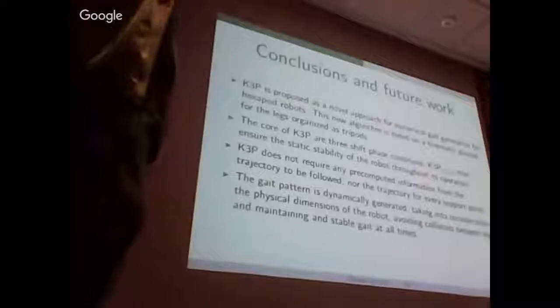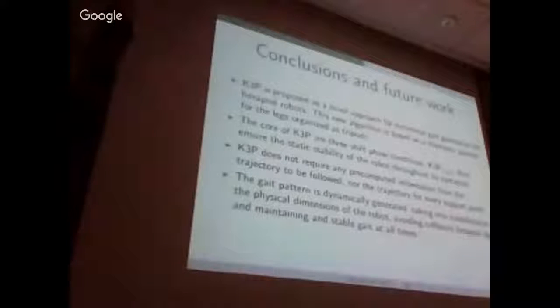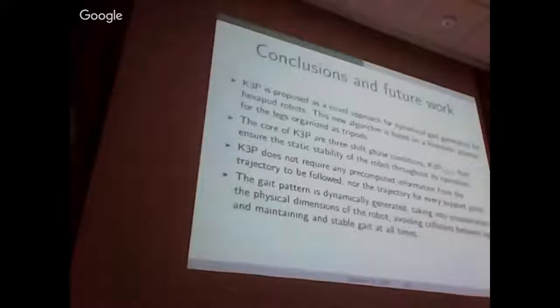So as conclusions and future work, K3P is proposed as a novel approach for dynamic gait generation for hexapod robots. The new algorithm is based on a kinematic planner for the legs organized as tripods, the support and swing tripods, so the even and odd tripods. At the core of K3P are the three shape-based conditions, K3P 1 to 3, that ensure the static stability of the robot throughout its operation.